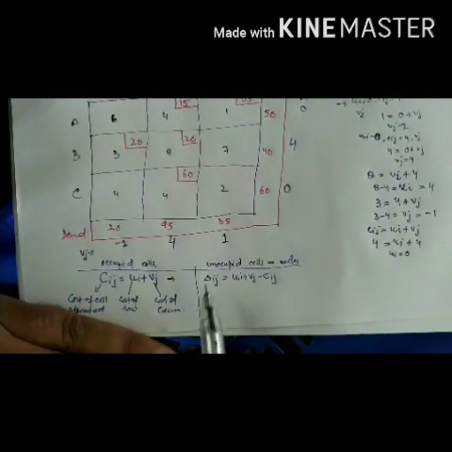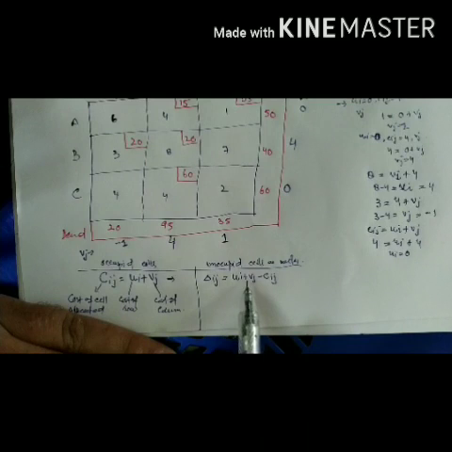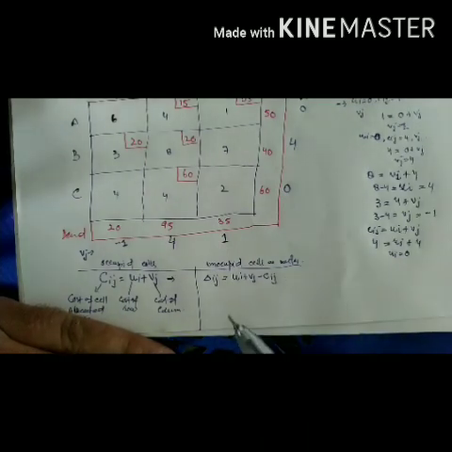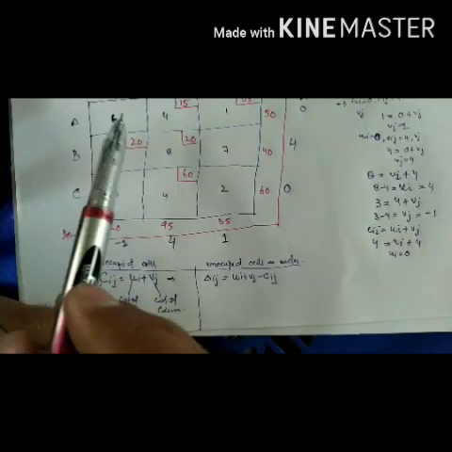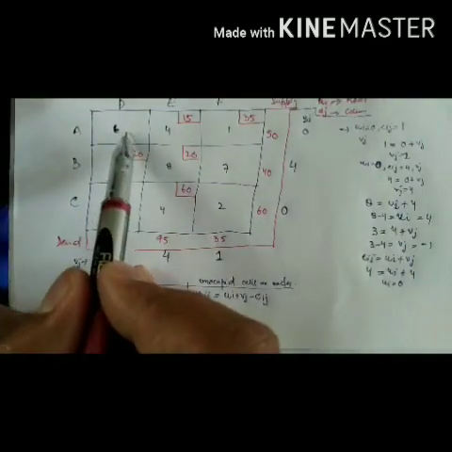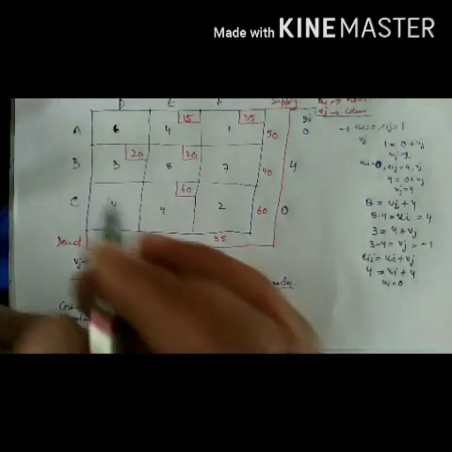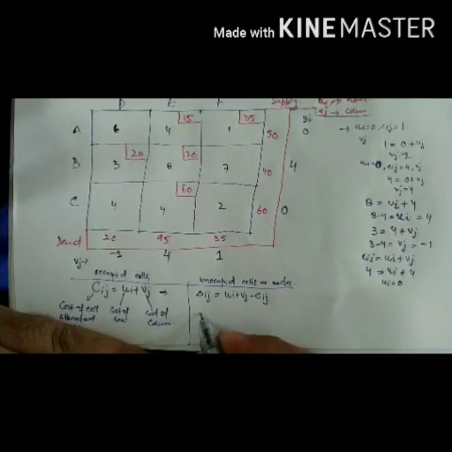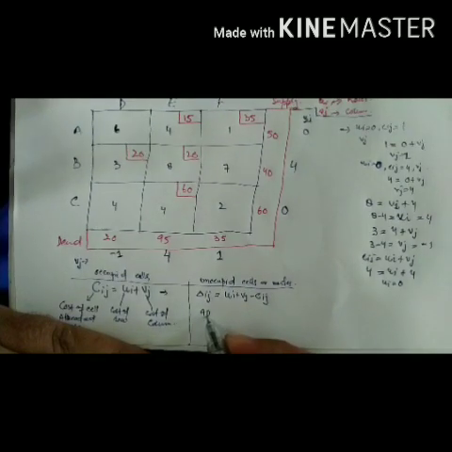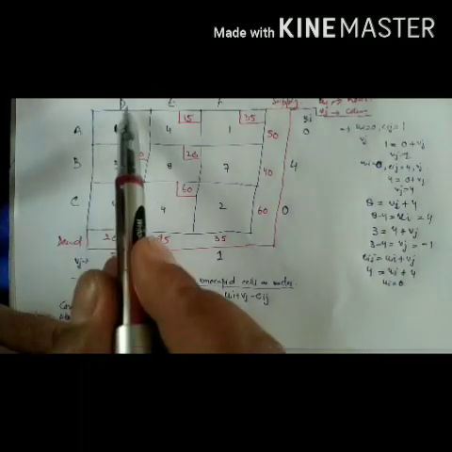For every unoccupied cell or route, I have to calculate del Ij. Del Ij is equal to Ui plus Vj minus Cij. Now let us calculate the first route, which is given here. For this route, I will calculate del Ij. This route is route AD.